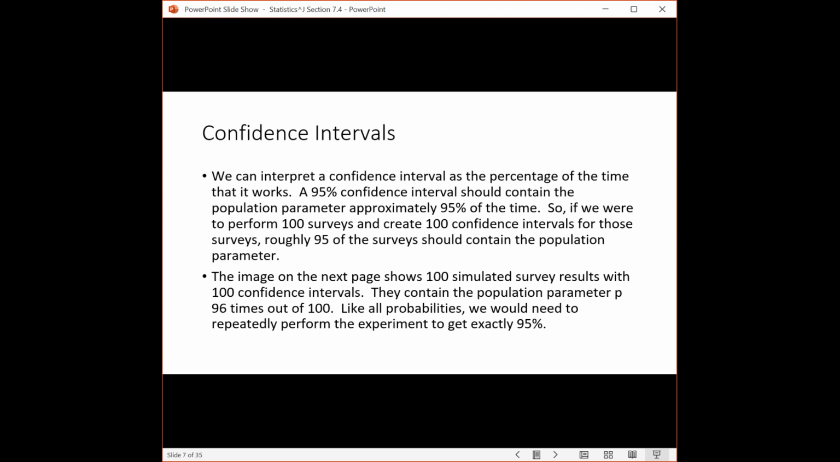All right, so then there's an actual simulated example on the next page. What we're going to do on the next page is show 100 simulated surveys where you created 100 confidence intervals. And then we're going to show how often those confidence intervals actually contained the population parameter. And it turns out it was 96 times out of 100, not exactly 95, but that's a sample size thing. If we did 1,000 or 10,000 confidence intervals, then we would get closer and closer to 95 the more that we do.